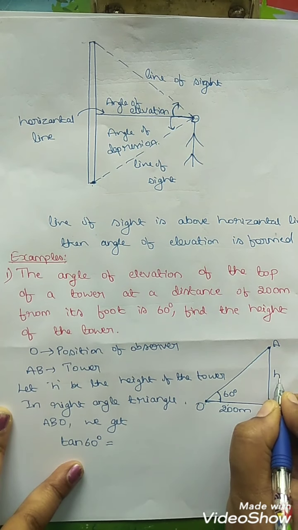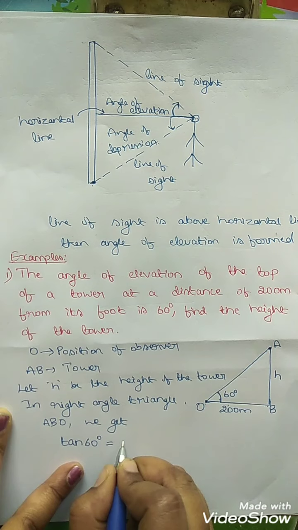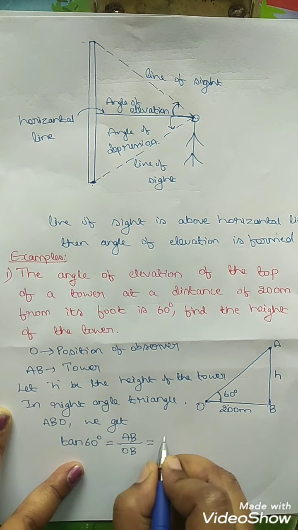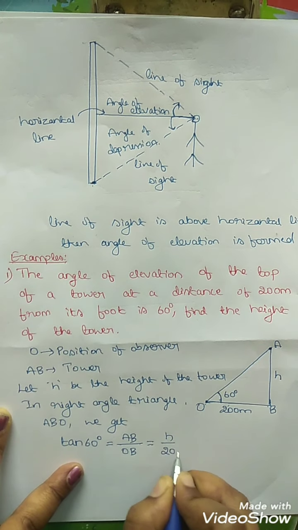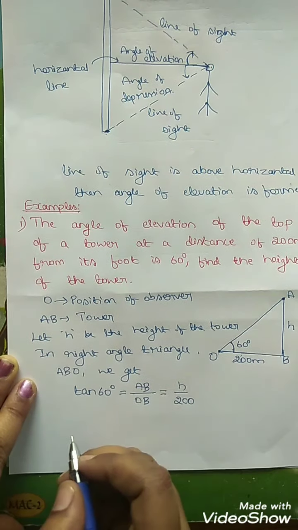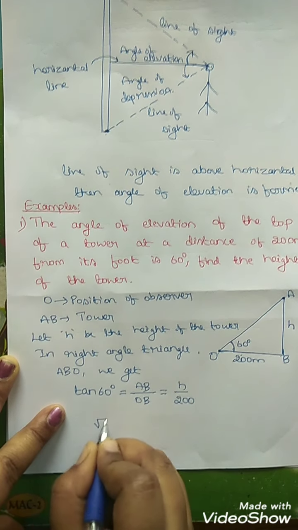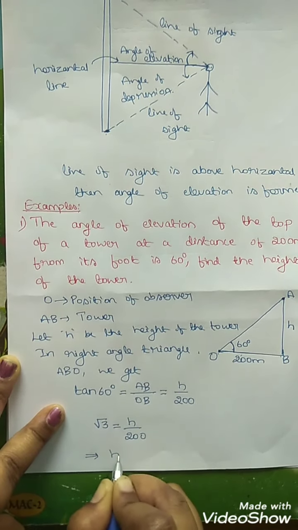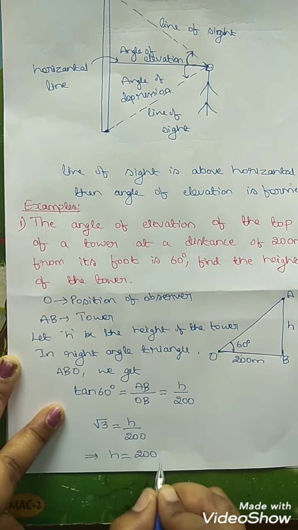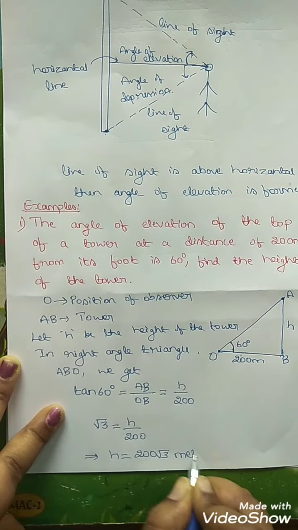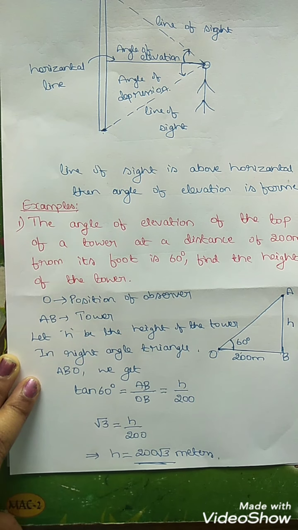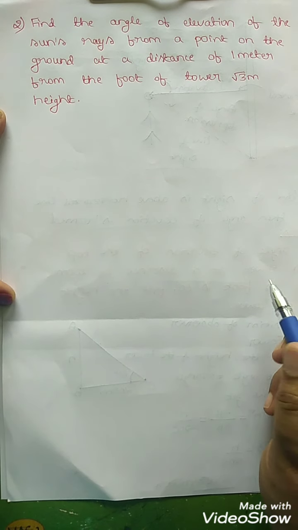Here AB equal to H. Opposite side is AB. Adjacent side is OB, which is 200. So tan 60 degrees equal to H by 200. You know the value of tan 60 degrees. Tan 60 degrees is root 3. Root 3 equal to H by 200, which implies H equal to 200 root 3 meters. Therefore, the height of the tower is 200 root 3 meters.